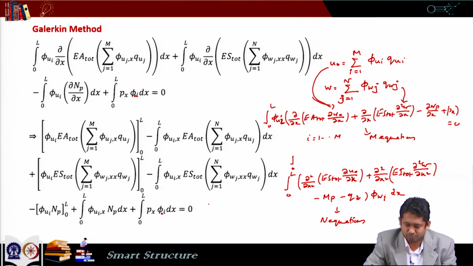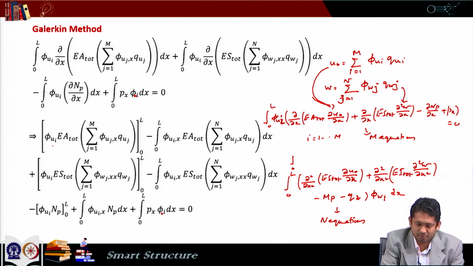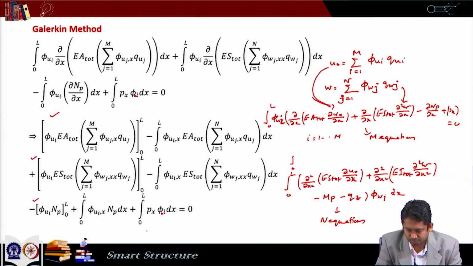Now, if we again look at the boundary terms, we can see that the boundary term vanishes, because at the boundary we have phi u I multiplied by, if we sum up these two terms, this and this, we have phi u I multiplied by E A total into summation.